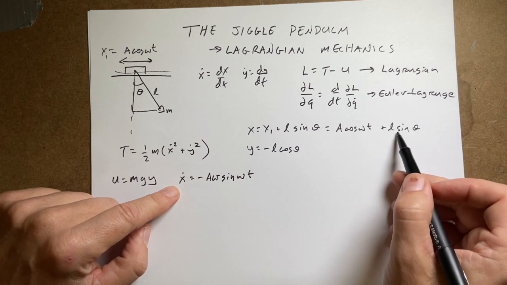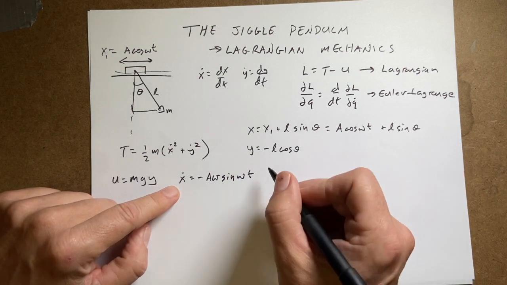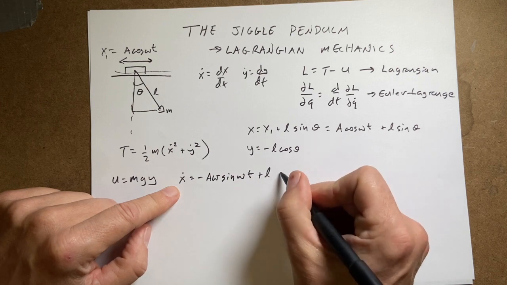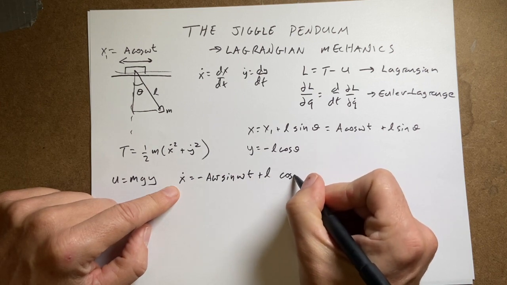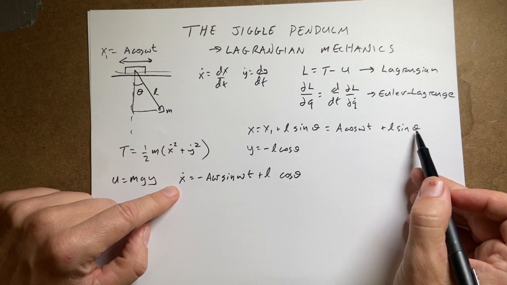Now I need to take the derivative of this with respect to time, and L is a constant. So the derivative of sine is cosine, so I get plus L. You notice I leave a space here because I've made this mistake before. But then I have to take the derivative of theta with respect to time, and that's theta dot.